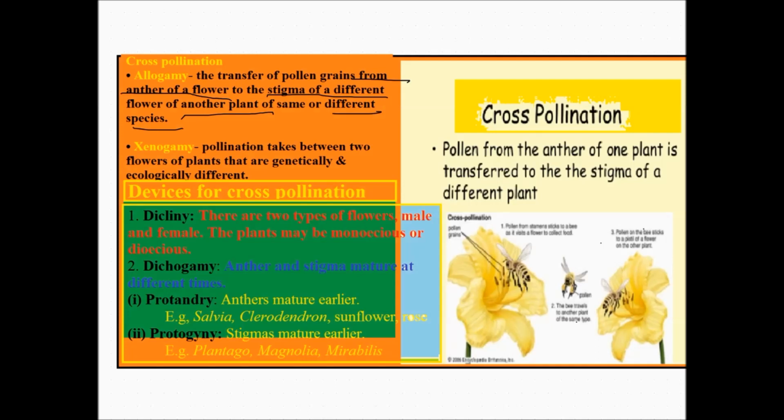Cross-pollination can also be called genogamy in the condition when pollination takes place between two genetically different plants. If pollination takes place between two genetically different plants, then allogamy is termed as genogamy. And what are the devices for cross-pollination? What are the adaptations in the flowers which make them do cross-pollination? These are called outbreeding devices.